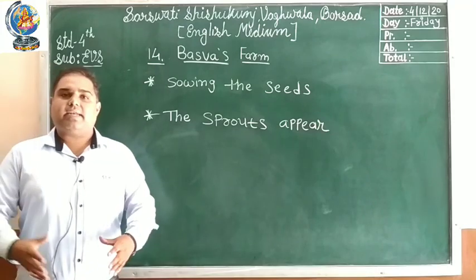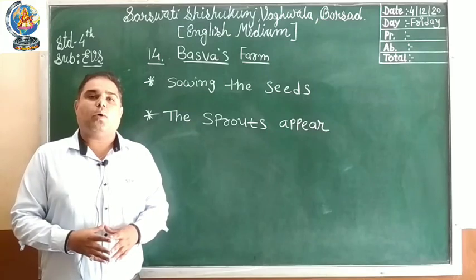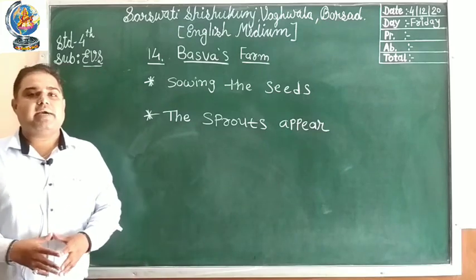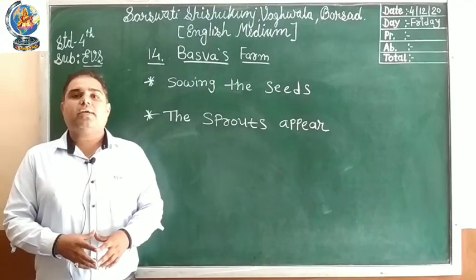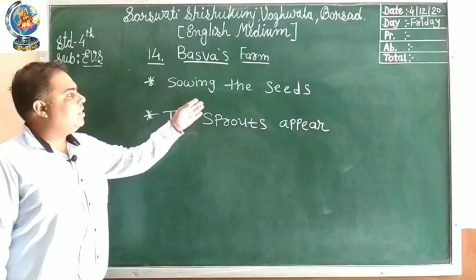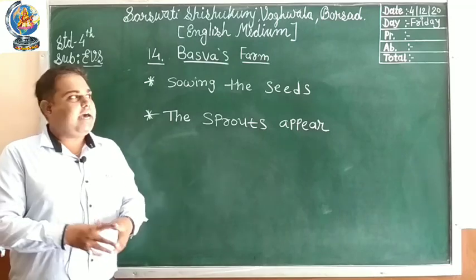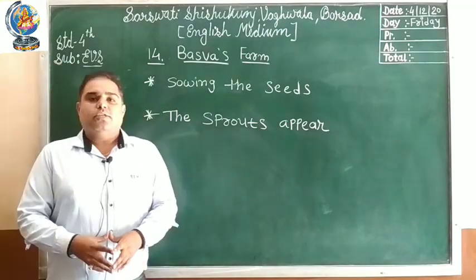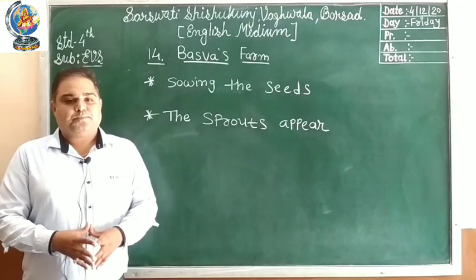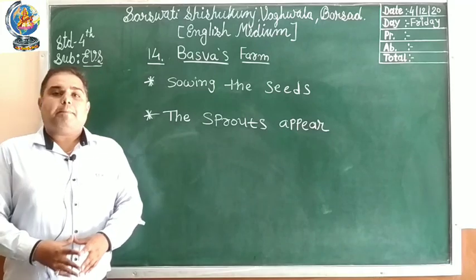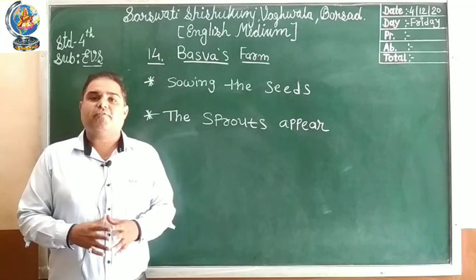Students, as you know, Basva's father is using a Kunti, or in local language we call it Kodali, to loosen the soil and to dig the soil. Now students, after this, another point you have to learn is sowing the seeds. First they are loosening the soil, then they are ready to sow the seeds. So how they are sowing the onion seeds, this thing you have to learn. Students, this year also Basva's father will sow onion seeds in the fields.